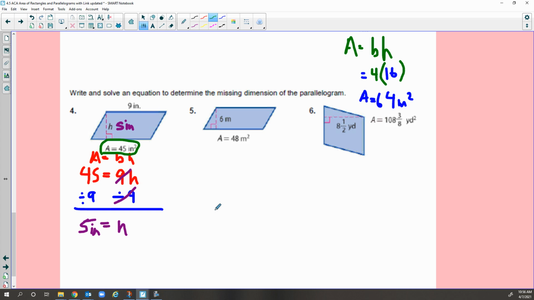Okay, guys, that's everything you really need to know about parallelograms.